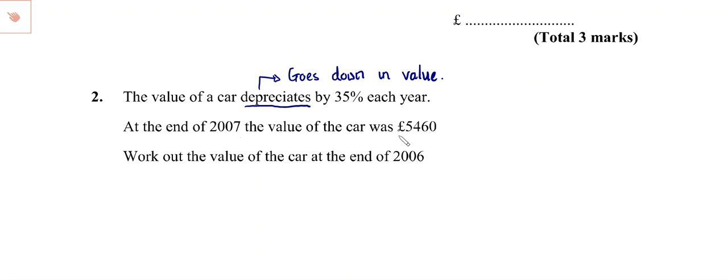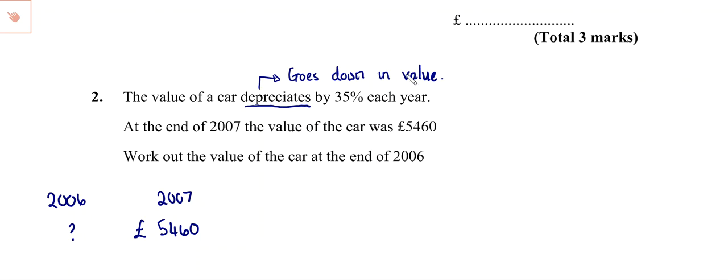So the value of a car depreciates. At the end of 2007, it was £5,460. So that was 2007. It said work out what it was in 2006. So this is what I want to work out.